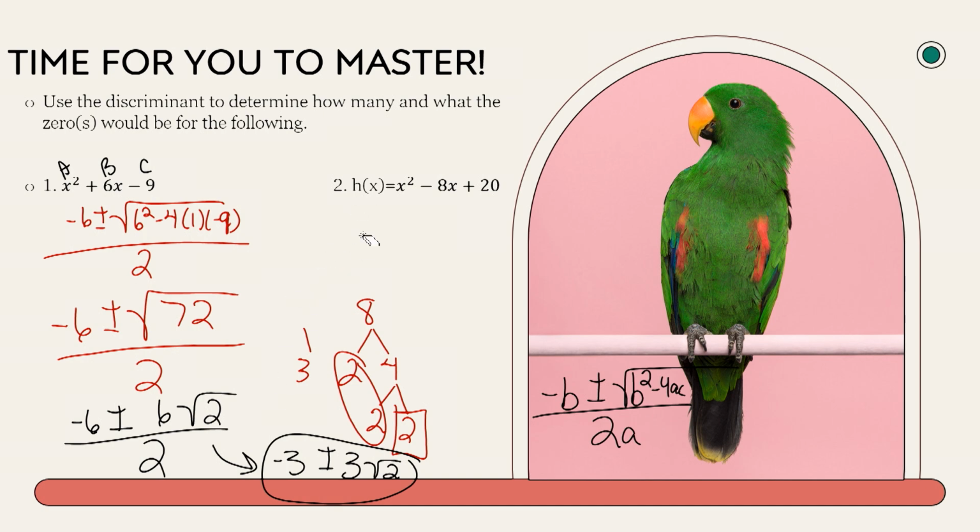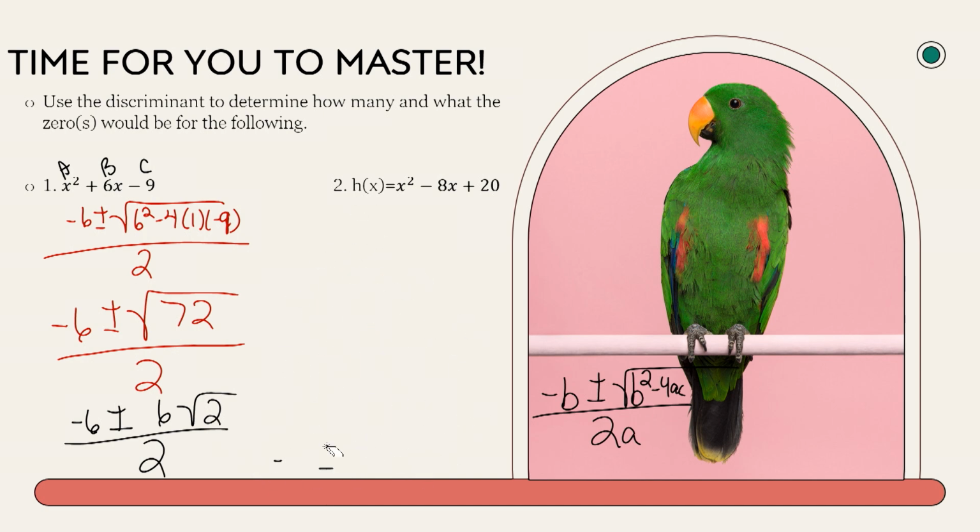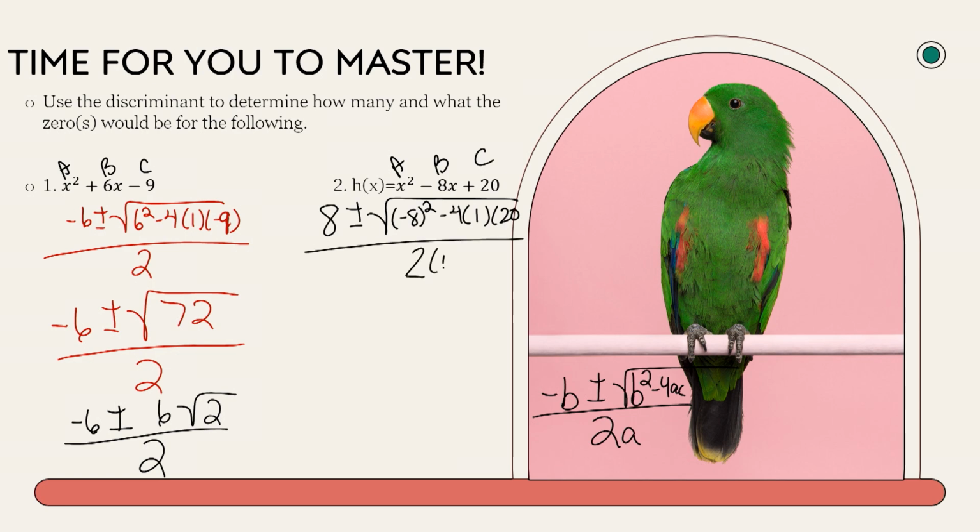So let's erase some. So still using that formula, I'm going to label A, B, and C. Then I'm going to plug in opposite of B plus or minus the square root of B squared minus 4 times A times C over 2 times 1. So I have 8 plus or minus. Now, I'm going to plug that in my calculator just like it is. I'm going to have parentheses negative 8 squared minus 4 times 1 times 20. Oh, I get a negative 16.